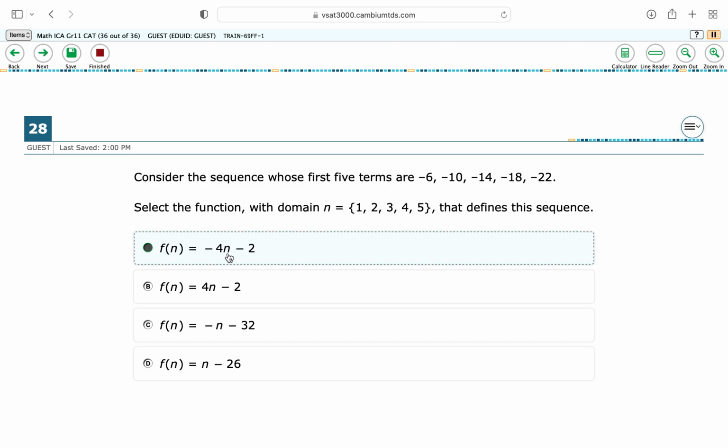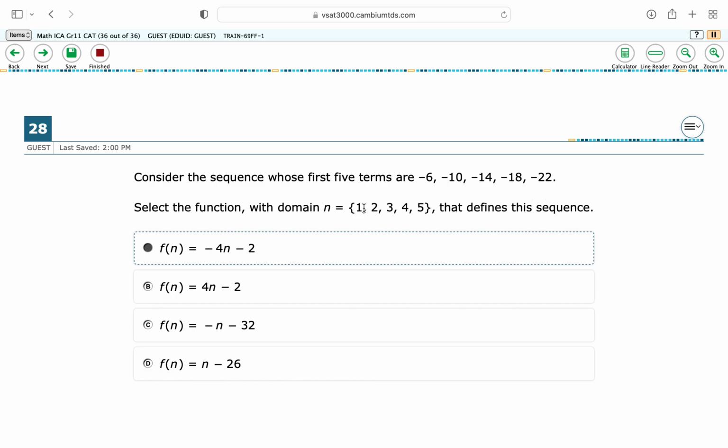-4 times 1 is -4, minus 2. This is a great one to do with paper and pencil, by the way. I would do this with paper and pencil instead of verbally like I'm doing it now. So -4 times 1 is -4, minus 2 is -6. Well, that looks really good. So if you plug in 2, -4 times 2 is -8, minus 2 is -10. So it looks like when I plug these numbers into this formula, I'm getting these numbers. Let's try one more just for fun. If you plug in 5, -4 times 5 is -20, minus 2 is -22.